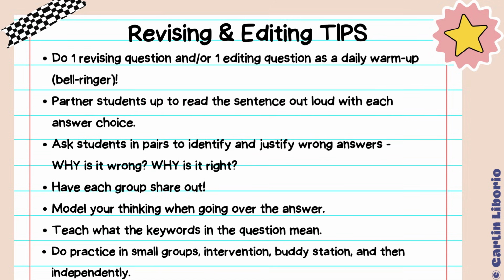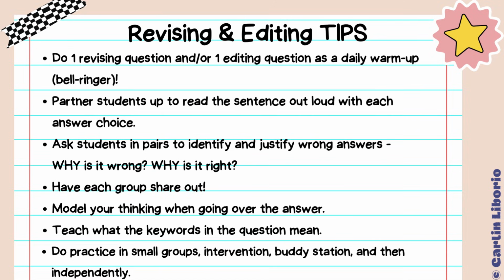Before you just show them the answer, ask students in pairs to identify and justify wrong answers. You want to say, today you're going to pick one answer choice and tell me why it's wrong with your partner.